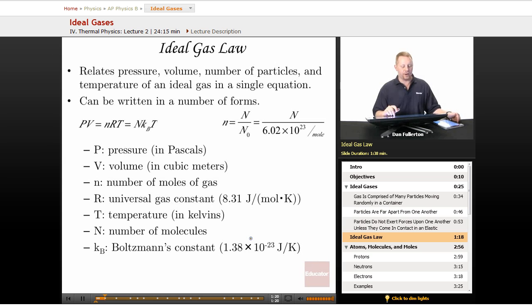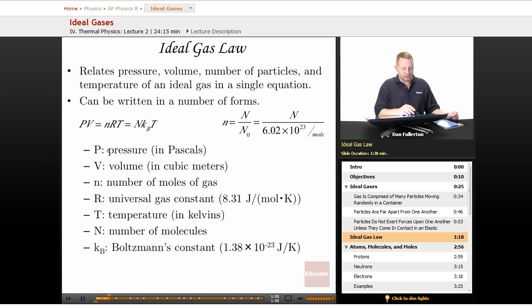So, the ideal gas law relates pressure, volume, number of particles, and temperature of an ideal gas in a single equation. And you can see this written in a number of different forms. Pressure times volume equals nRT, PV equals nRT, or capital N K sub B T, depending on how you want to see it written. And we'll talk about what these different values are. Now, little n, the number of moles of a gas, is capital N, the number of molecules, divided by Avogadro's number, or 6.02 times 10 to the 23rd somethings per mole.